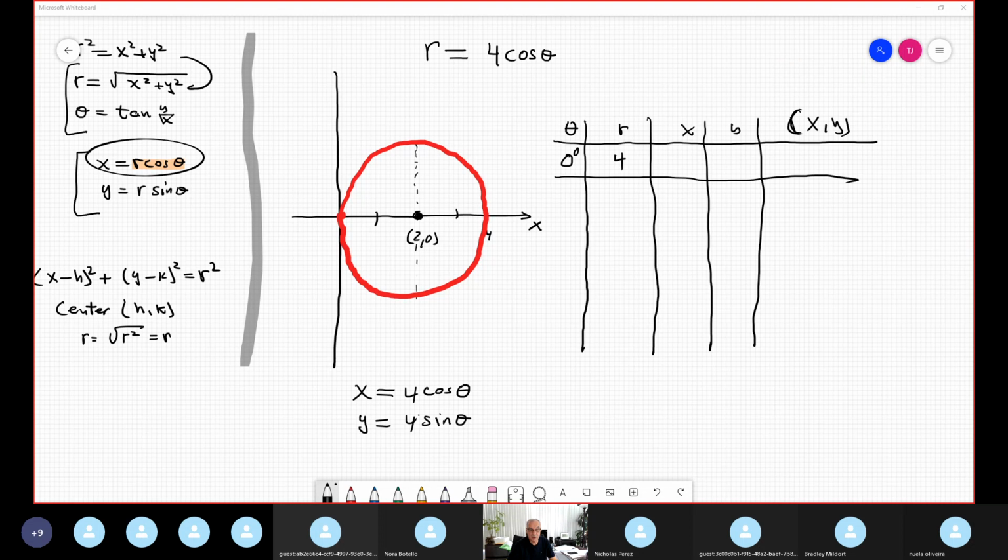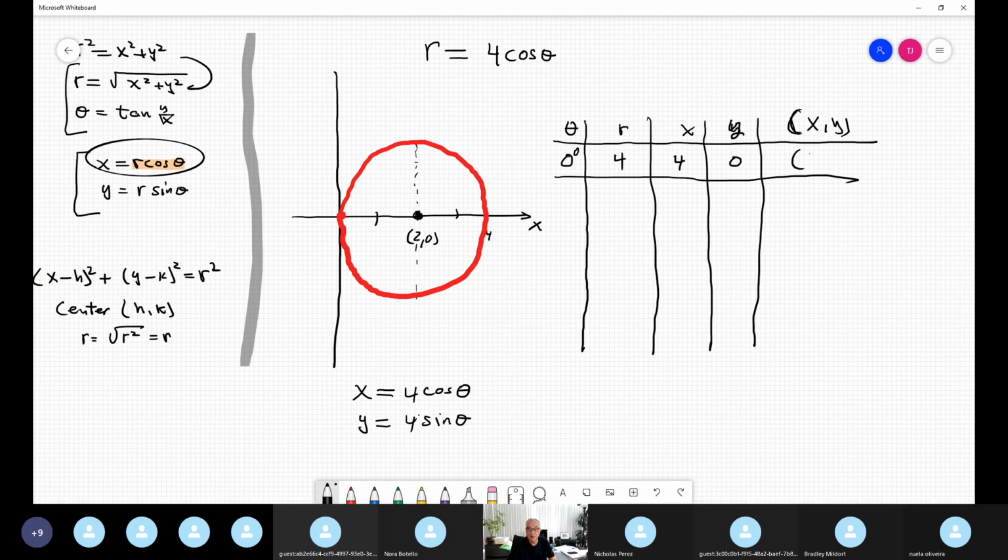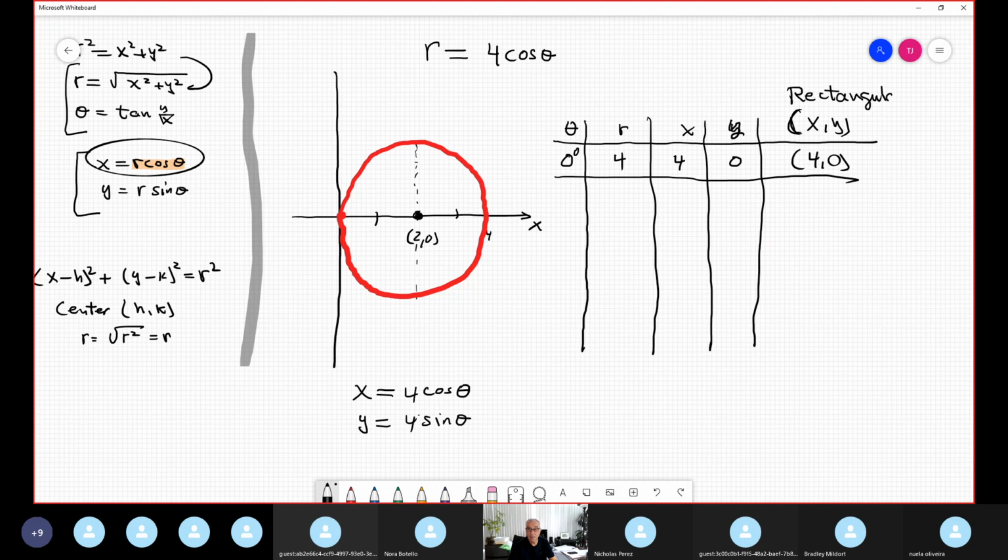Cosine 0 es 0. Multiplied by 4 es 4. Ajá, entonces x es 4, sorry. And sine 0 is 0, and y is 0. And the famous point is the point 4,0 en rectangular. And this point, it's obvious, is 4,0. And it makes sense because in polar, this segment of 4 gets the radius, look at that, and the angle is 0.